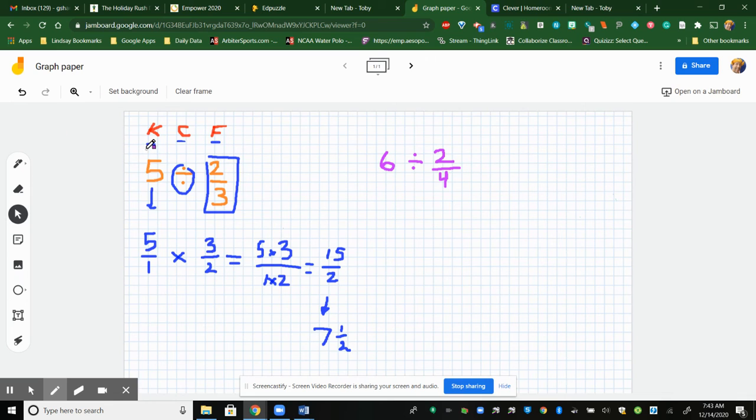So remember, we're going to keep our first number the same. In fact, we're going to turn it into a fraction by putting a 1 underneath it. We're going to change our symbol from division to multiplication, and we're going to flip the divisor, that fraction, 2/4. So pause the video and work it out yourself. Go.